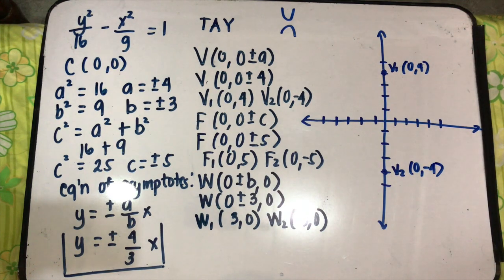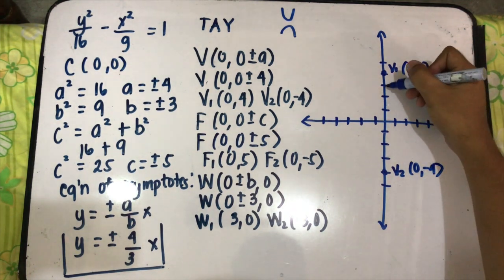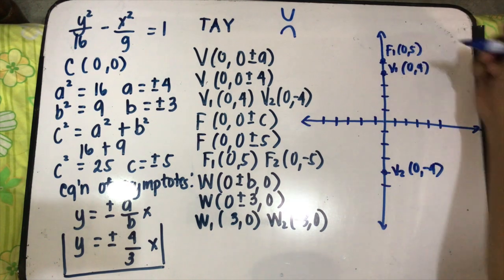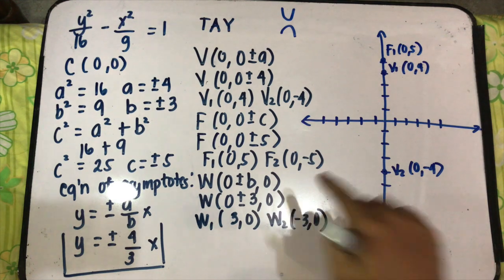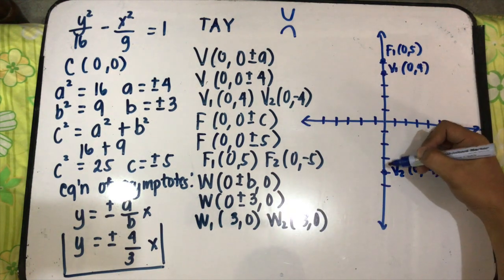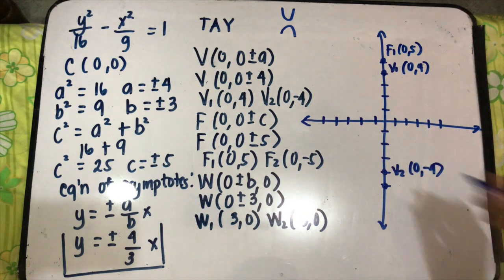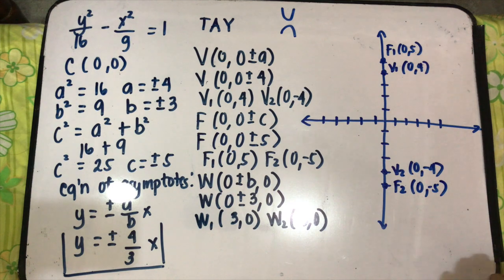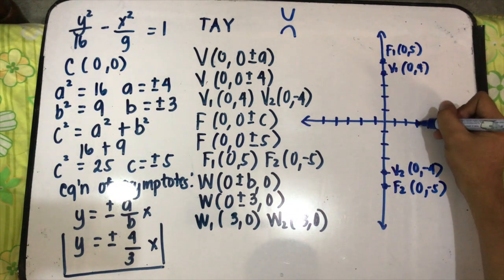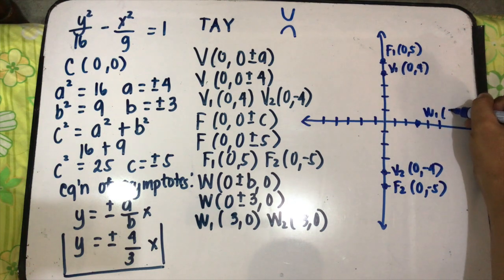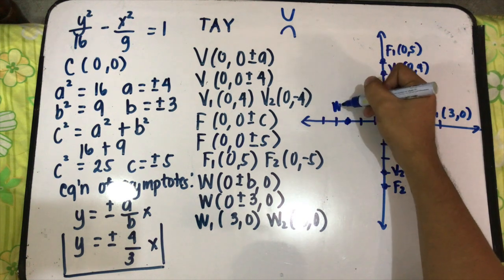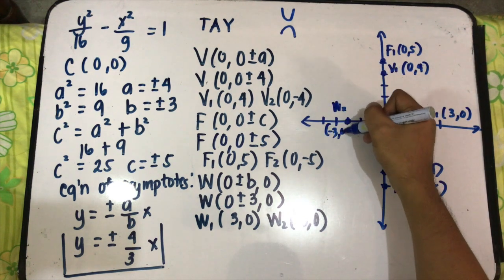So we also have our foci located at 0 and 5: 1, 2, 3, 4, 5. So this is F1 located at 0 and 5. We also have our F2, which is 0, negative 5: 1, 2, 3, 4, 5. So this is our F2. So where are the co-vertices? We have 3 and 0 and negative 3, 0. 1, 2, 3. So this is W1 located at 3 and 0, and W2 is located at negative 3 and 0.